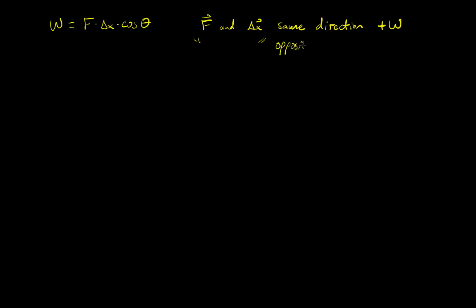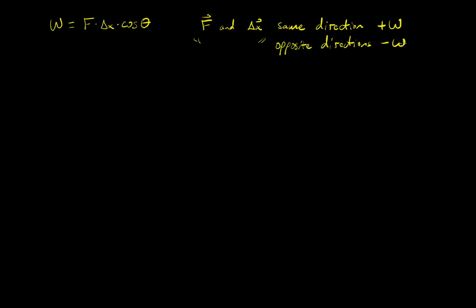So let's generalize this. Number one, our definition: work is going to be the magnitude of the force times the displacement times cosine theta. And then if the force and displacement are in the same direction, then that's positive work. Whereas if the force and displacement are in opposite directions, then it's negative work.